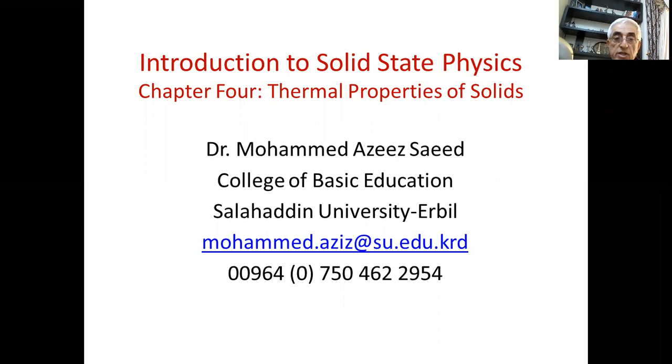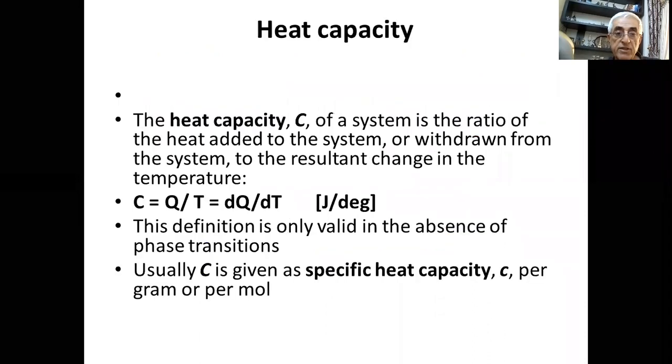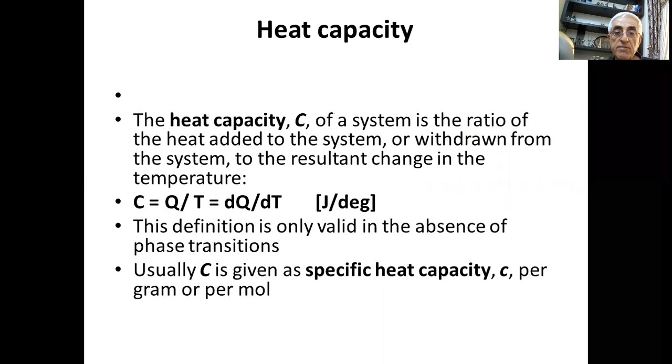So today's subject is chapter 4 in solid state physics, titled thermal properties of solids. Heat capacity. The heat capacity C of a system is the ratio of the heat added to the system or withdrawn from the system to the resultant change in the temperature. C equals Q divided by T, or dQ by dT, joule per degree. This definition is only valid in the absence of phase transitions.